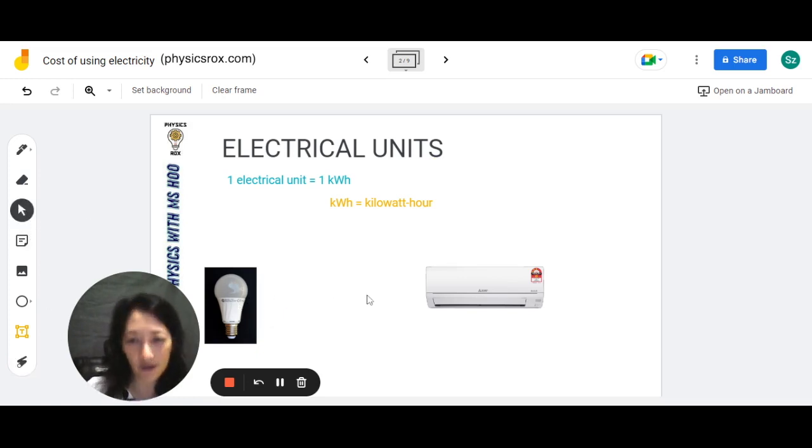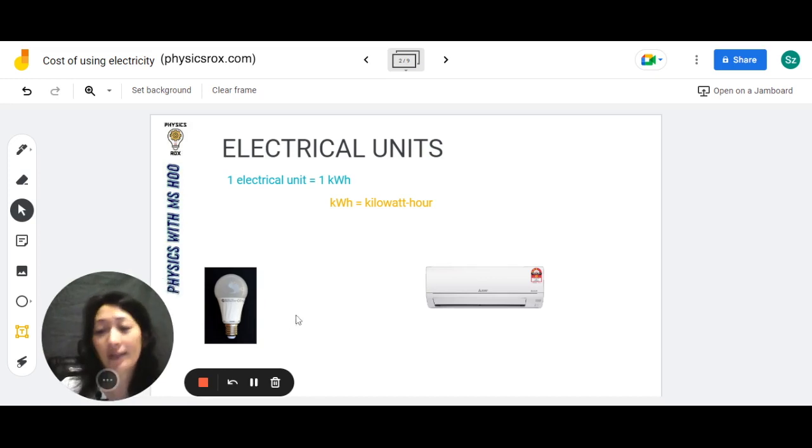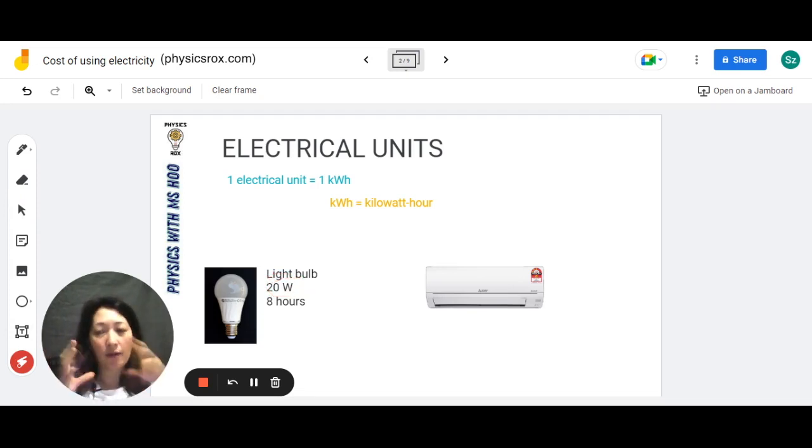Now, let's say on the left hand side first, let's start with this light bulb. Let's say this light bulb has a power rating of 20 watts and we switch it on for 8 hours. When we say that the light bulb is 20 watts, that means this light bulb has been manufactured and designed in such a way that it produces 20 joules every second that it's used. That's why 20 watts. So if you want to calculate the number of electrical units used, that means we want to calculate the usage of this light bulb when we switch it on for 8 hours.